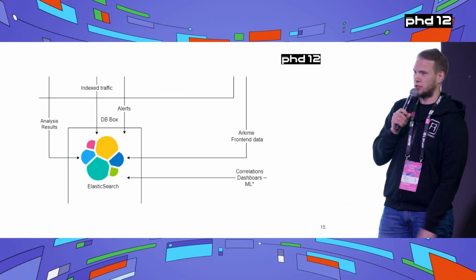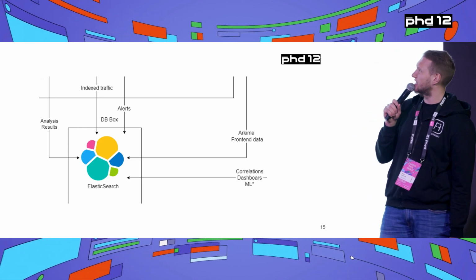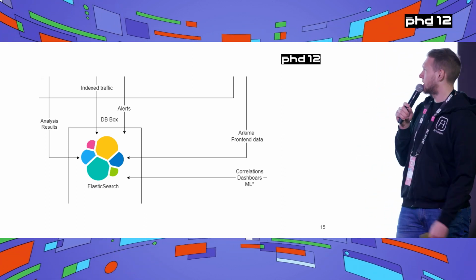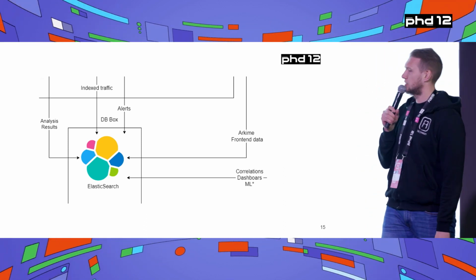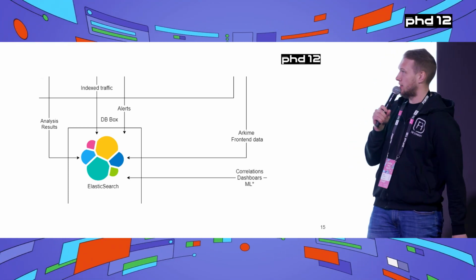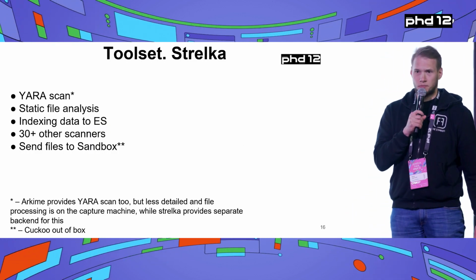Database, that's very simple. This is just a simple Elastic. It would get a lot of everything. The Strelka analysis, indexed analytics. It would get the correlation results, and the Arkime frontend would interact with it. By the way, not necessarily would that be one database.